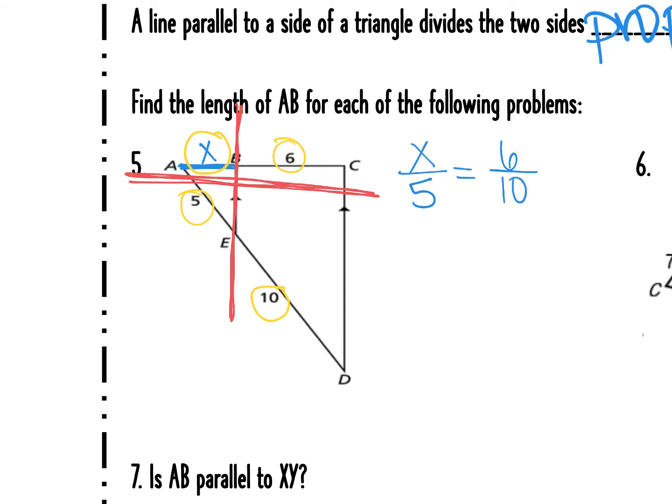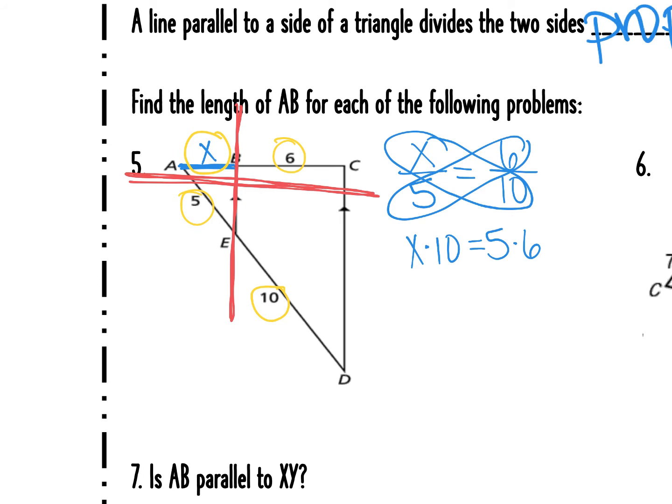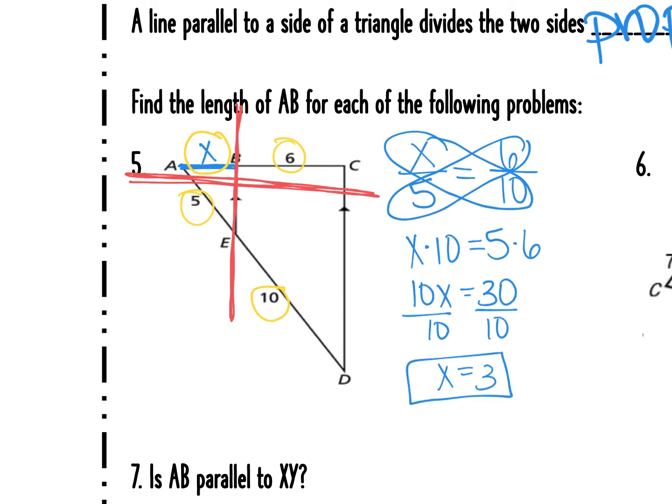And then from here, we need to solve for X. So we're going to use our butterfly method and cross multiply and divide. We have X times 10 in one bubble, and we have 5 times 6 in the other bubble. X times 10 makes 10X, and 5 times 6 is 30. Then from here, we want to get rid of the 10, so we are going to divide by it. So 10x divided by 10 leaves us with x, and 30 divided by 10 is 3. So x equals 3 for this problem.